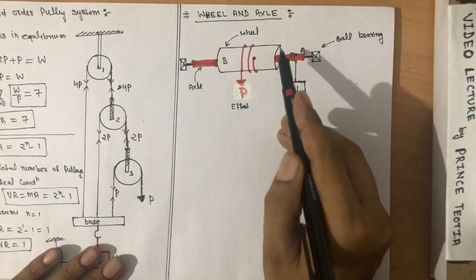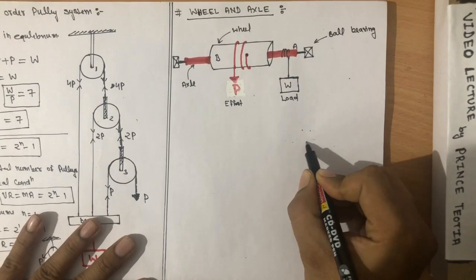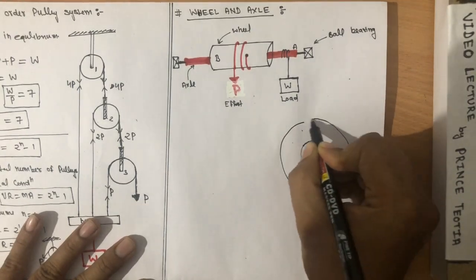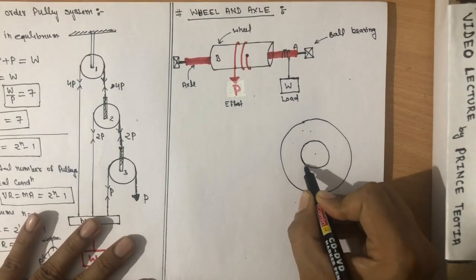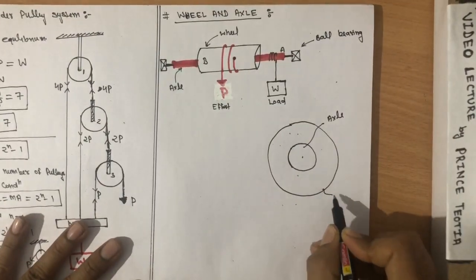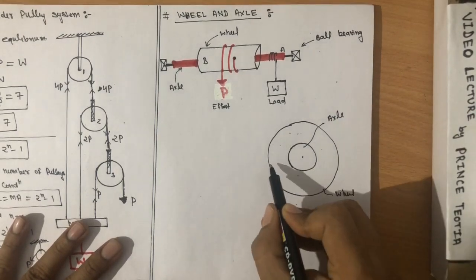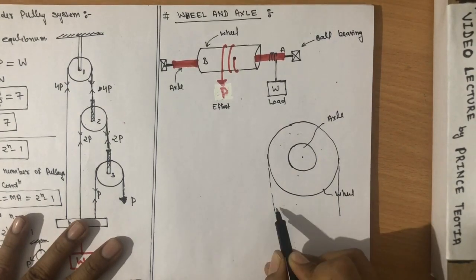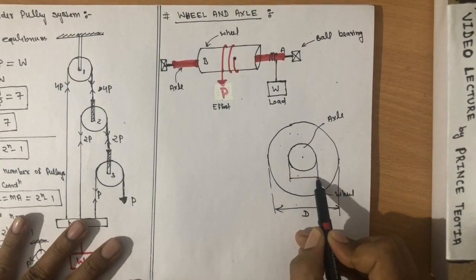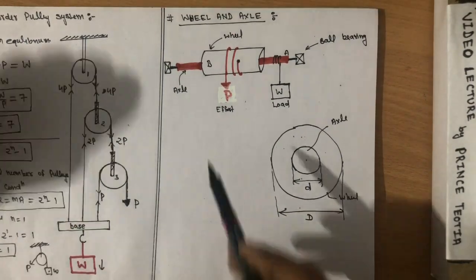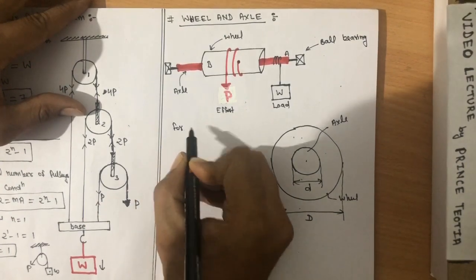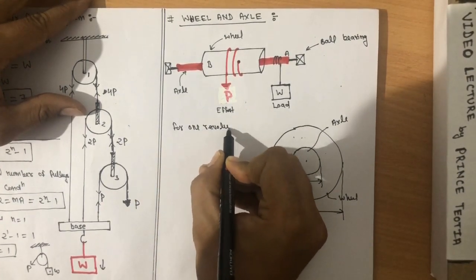I am going to draw a side view of this axle on a large scale. Suppose this is the axle and this is the wheel mounted on this axle. Suppose the diameter of the wheel is capital D and the diameter of the axle is small d. If we apply the effort, it will move and the load will rise.